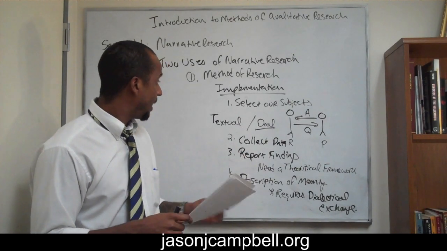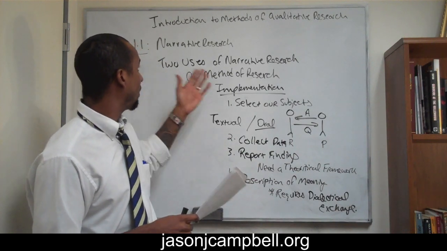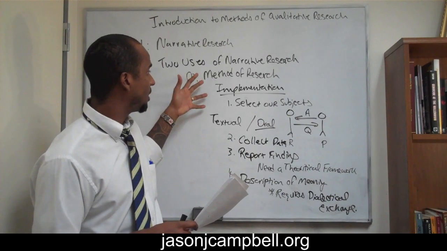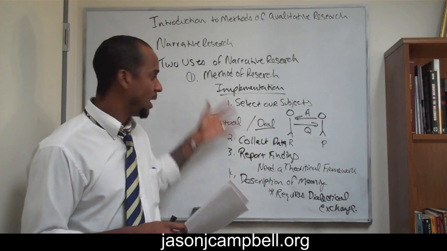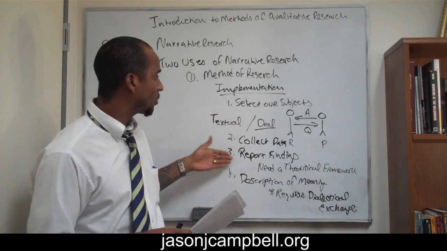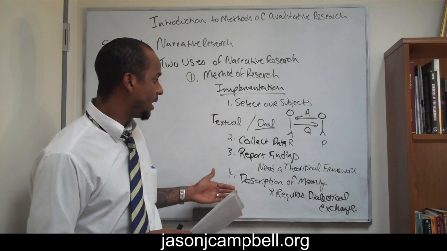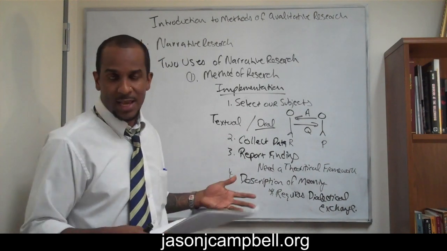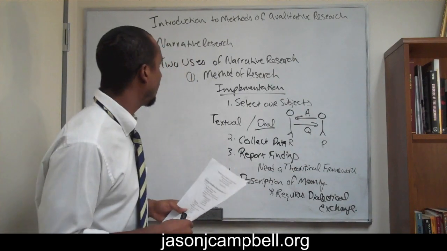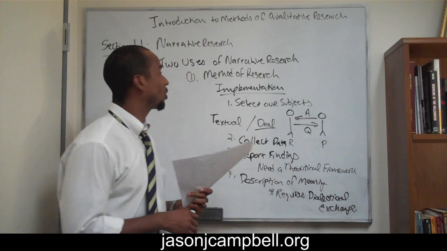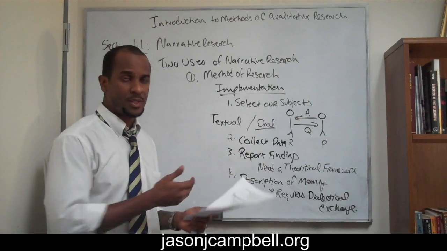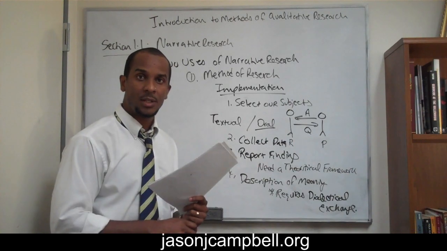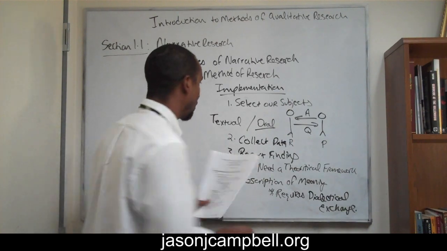Alright, so that is the first half, right? In talking about narrative research, the first use of narrative research is as a method of research, and it unfolds generally in this sense, right? We're going to select our subjects, we're going to collect our data, we're going to report our findings, and then we're going to describe the meaning, the significance of what we found, right? And that's pretty generic. As I said, this is not exclusive to narrative research, but this is almost a model, for the most part, for most, if not all, of the qualitative methods of research. All right.